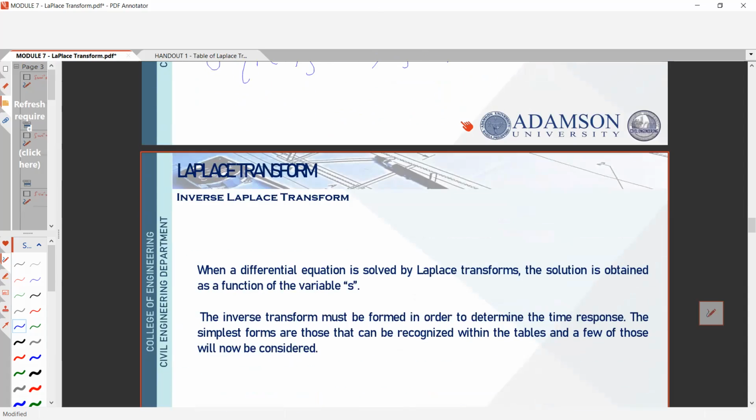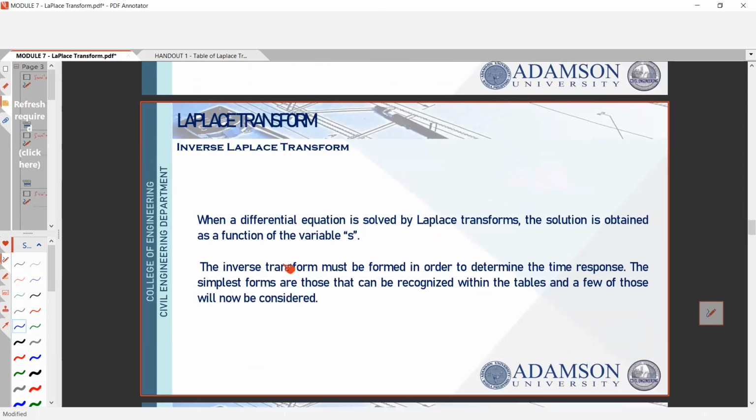Okay. So, when a differential equation is solved by the Laplace transform, the solution is obtained as a function of a variable s. So, the inverse transform must be formed in order to determine the time response. So, the simplest forms are those that can be recognized within the tables, and a few of those will now be considered. Okay? So, ito yung trick part. Kailangan mo daw gawin is transform mo siya into recognizable forms within the tables. Ayan sinasabi ko kanina.